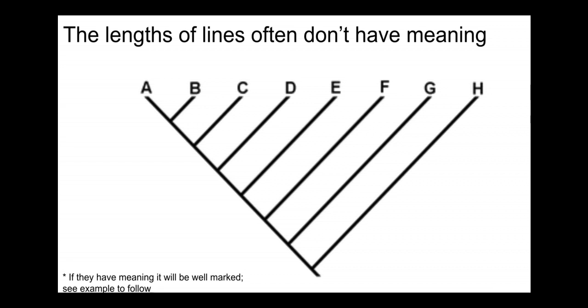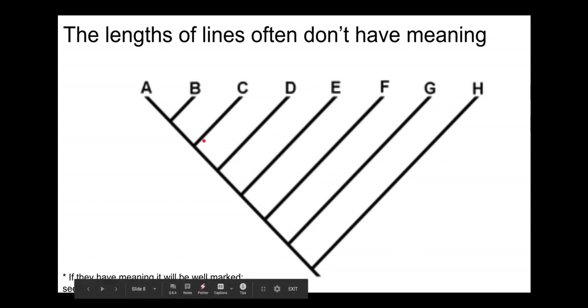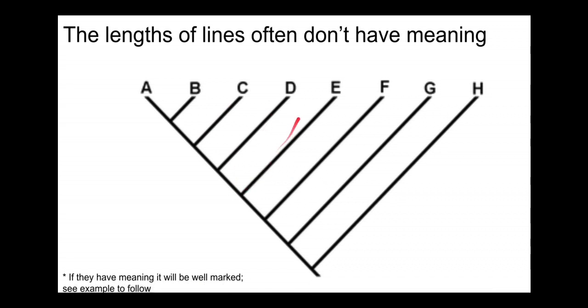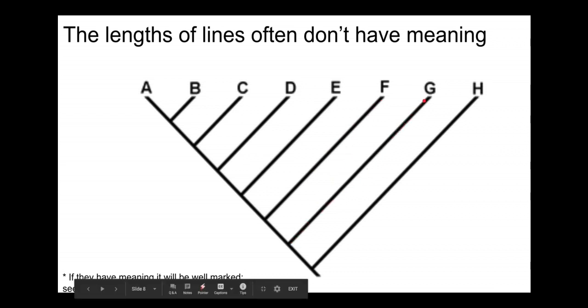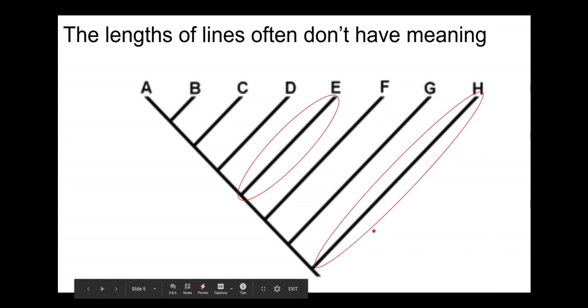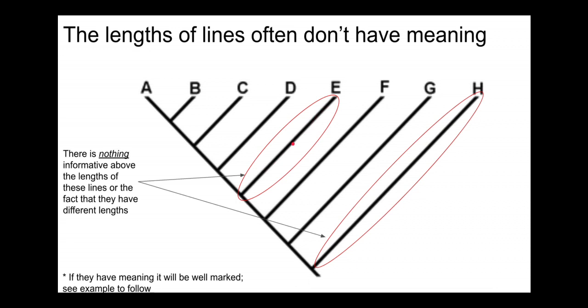So the lengths of the lines, depending on the tree, often don't matter. They never matter when you have this style of tree. The length of the branches doesn't matter at all. In a later video, I'll talk about when the lengths of the branches matter, but they're only in particular kinds of trees, and it has to be marked explicitly what they mean. So sometimes it's hidden a little bit, so you've got to learn the tricks. But in this case, the lengths of these lines don't mean anything. So this line doesn't imply more or less evolutionary change than this line there. There's nothing informative about the lengths of those lines.